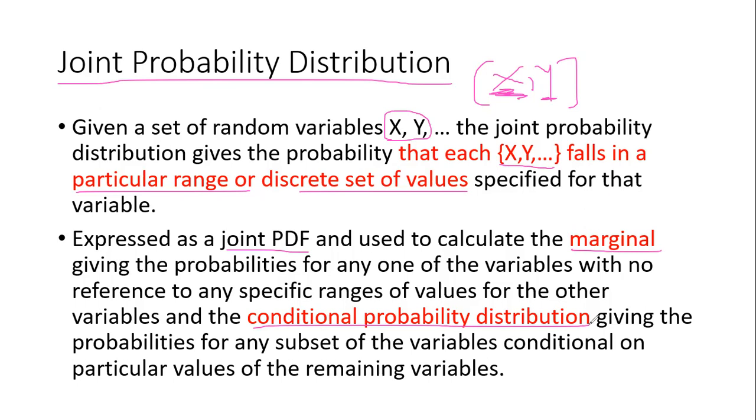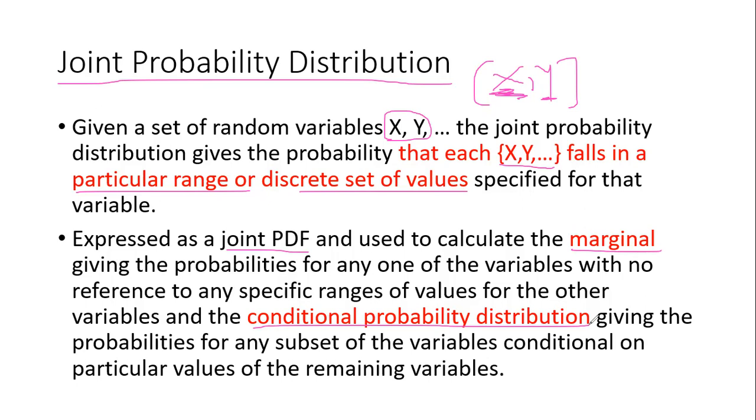Marginal means that I'm given two random variables like age and weight of a customer, for example. I know that they are together in a joint, but I'm asking only about the age. What is the probability that age will take on a value between 35 and 55? That means I have to sum up across all the weights. So that becomes the marginal for age. Similarly, I can calculate the marginal for weight.